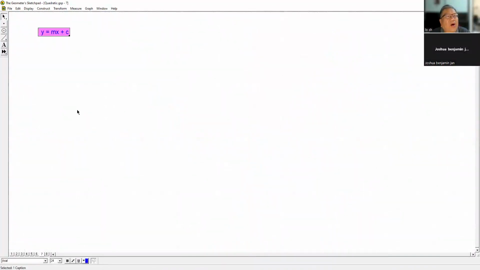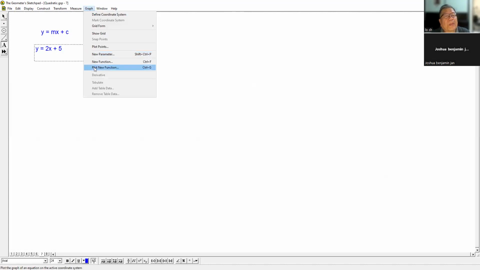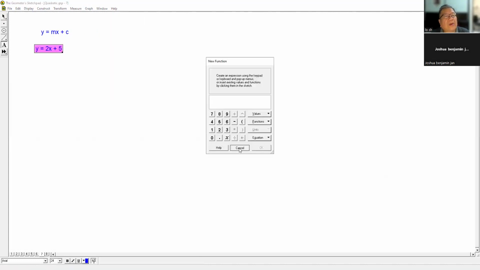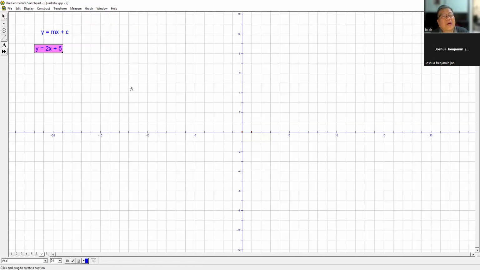Now, how to draw this y equals mx plus c? Very difficult, right? Not difficult. I'm going to show you how to draw. Let's say y equals 2x plus 5. How to draw this line? Okay, y equals 2x plus c. So I take the value of c. C equals 5.